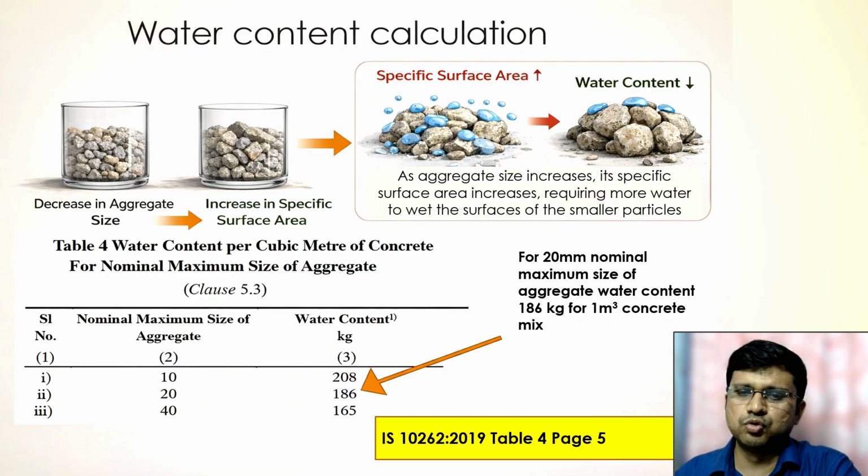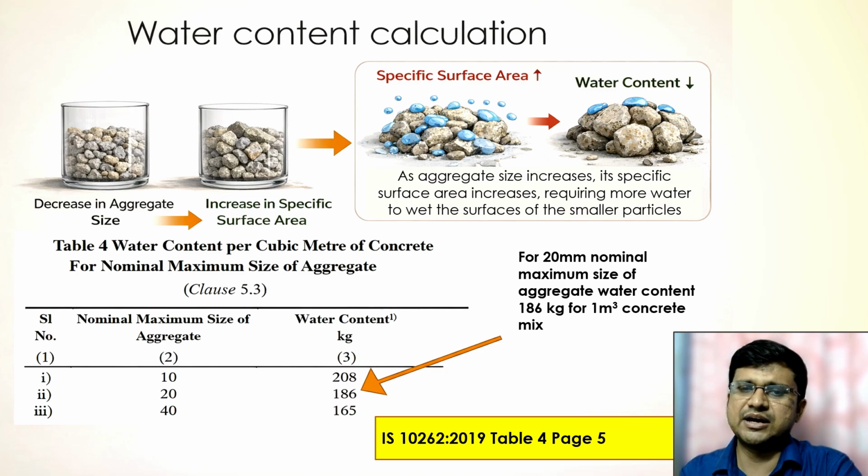Now we have to calculate the water content for 1 meter cube of concrete. But before that, let's quickly revise one simple concept. Smaller particles have more surface area and larger particles have less surface area. Let's understand this with a simple idea. Suppose we take two bowls of aggregate, one with finer aggregate and one with coarse aggregate. And if we spread them on a table, the finer aggregate will spread more. So we can say that finer aggregate has a larger amount of surface area. And if the surface area is more, more water is required to wet the surface.